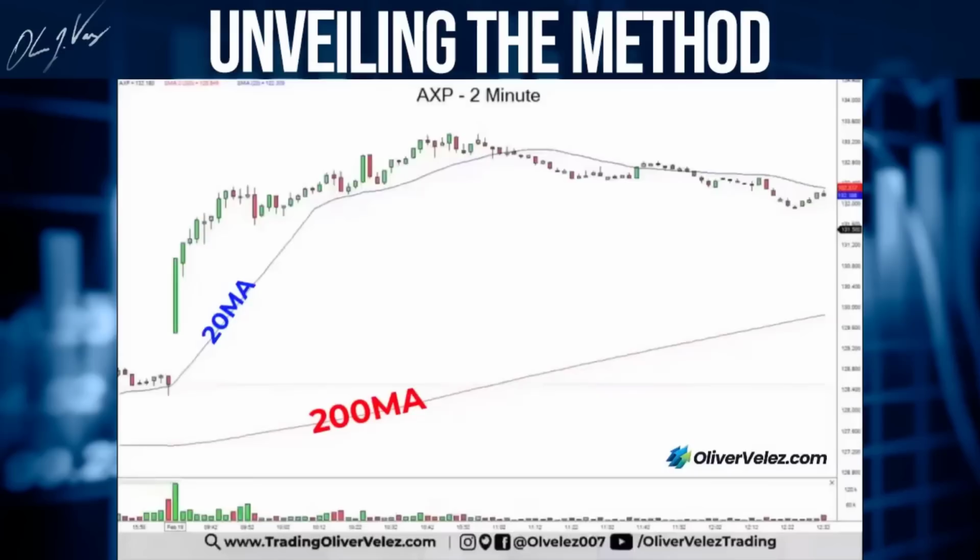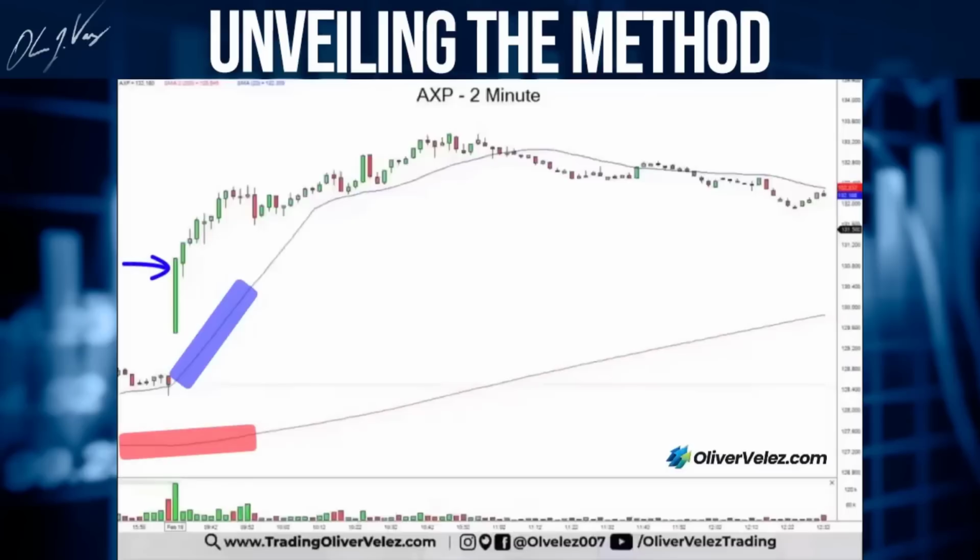All right. Now, the general consensus is that if the 20 period moving average is above the 200 period moving average, see, it's above and it's moving upward, the 20 period moving average is moving upward, you're going to look for buys. Do you understand? You're going to look for buys. So you're going to look for elephant buys. There's an elephant bar.